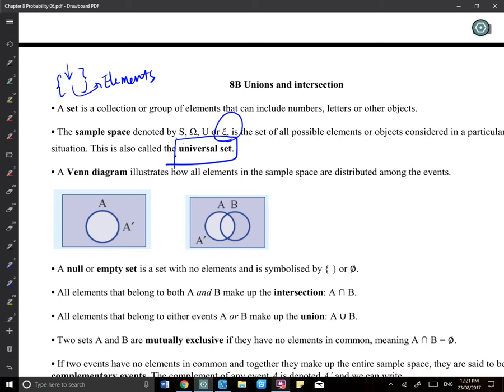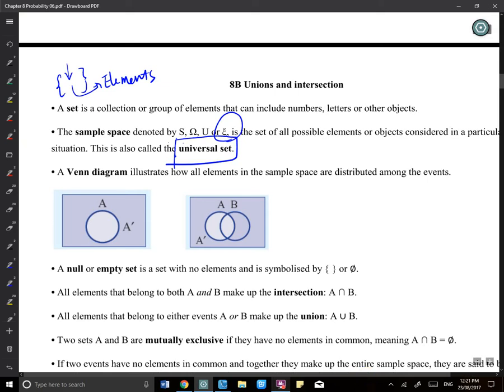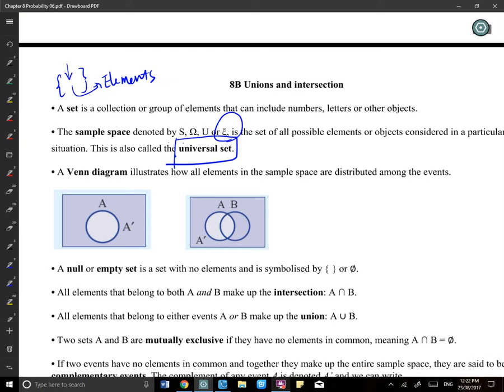Next is called a Venn diagram. What is a Venn diagram? A Venn diagram is normally a rectangle with some circles inside. This is a one-event Venn diagram, and this is a two-event Venn diagram. I can also have three circles, a three-event Venn diagram, as many as I want. We will learn the three-event Venn diagram this year.